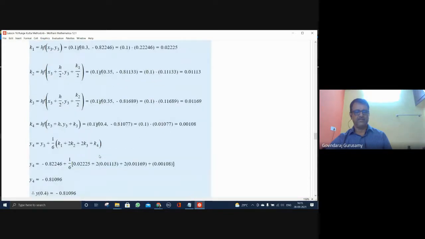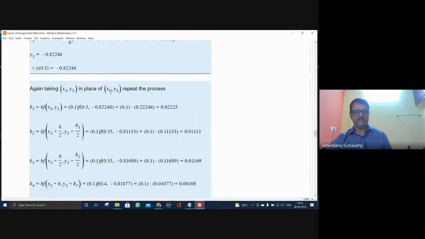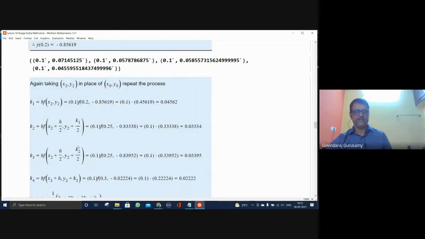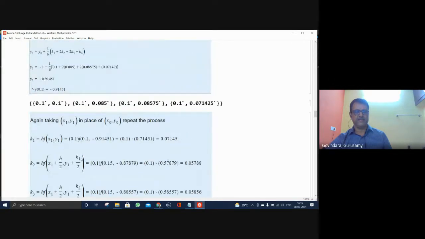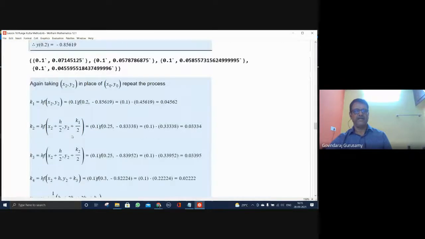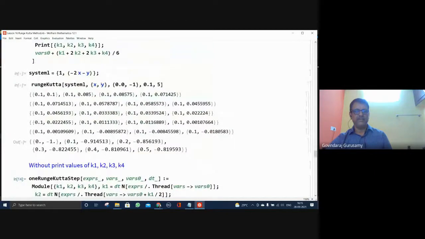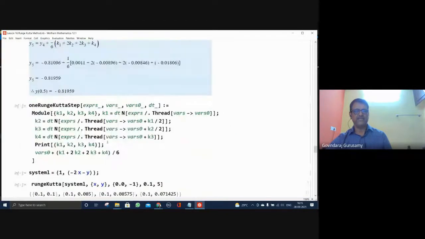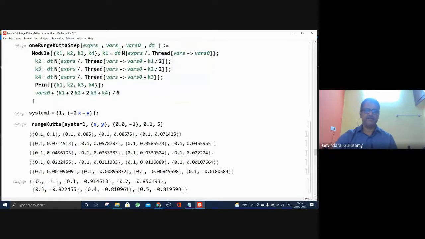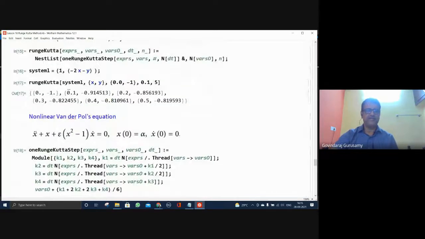So therefore x3, y3 replaced by x0, y0. Here it is x2. This is the starting point. This is x1 and this is the starting point. That is done by writing one step and doing it with the so-called NestList, which you have learned already by using Mathematica. This is a Mathematica code to bring out that kind of a NestList. Do it on the one-step Runge-Kutta, then it will be possible for you to get the result.